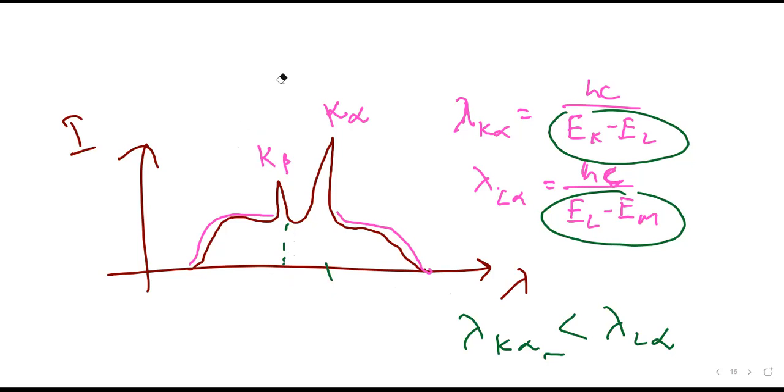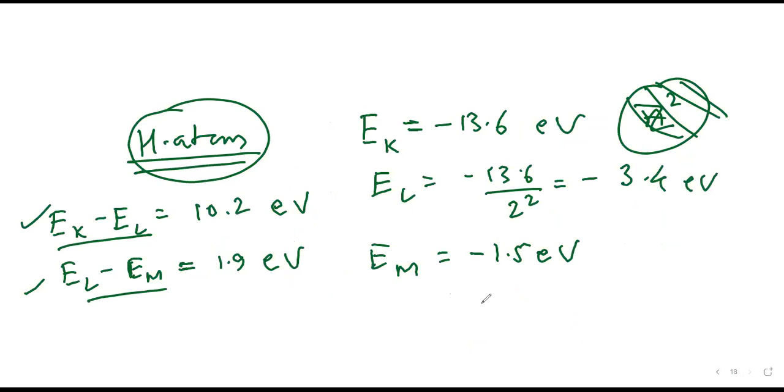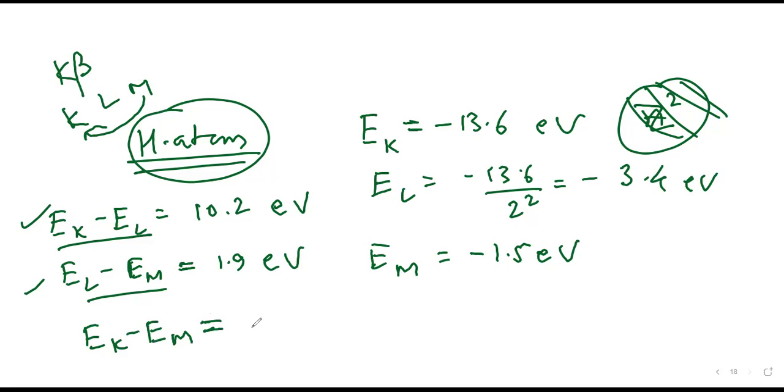Let us check K beta. K beta means KLM. That means the electron is jumping from M to K. So what will be EK minus EM then? Only the magnitude. The magnitude is 12.1, right? So it is more than EK minus EL.